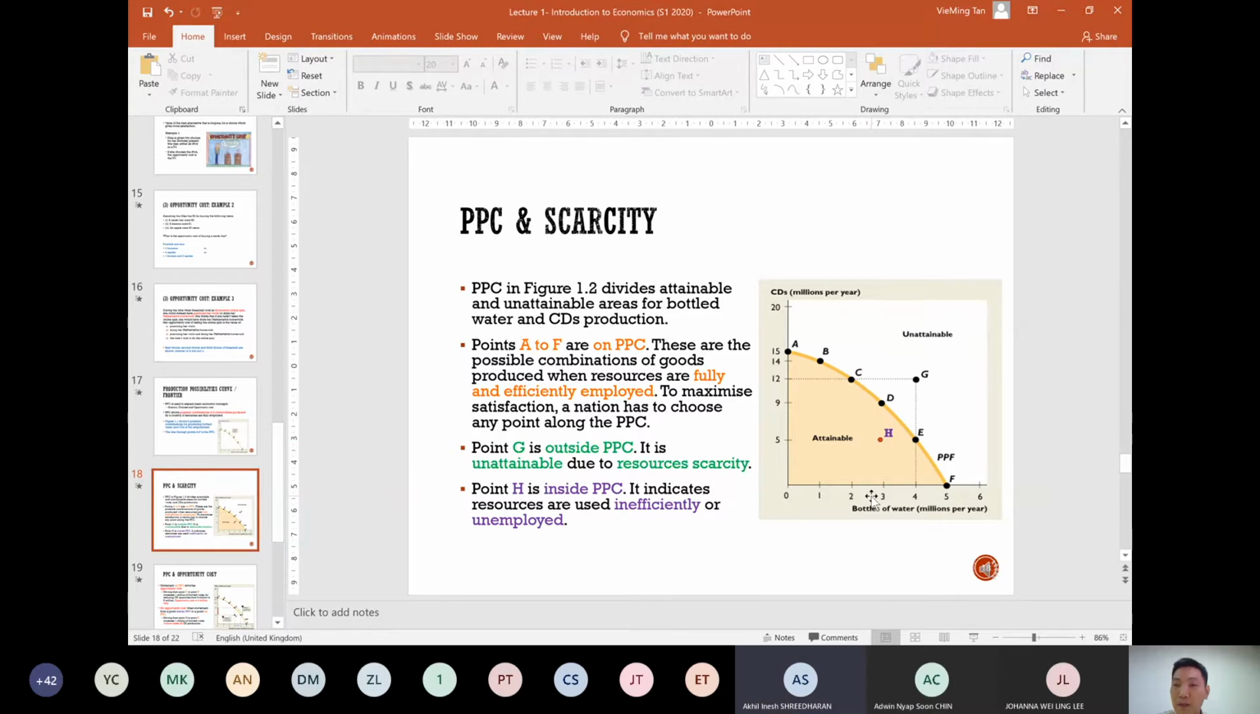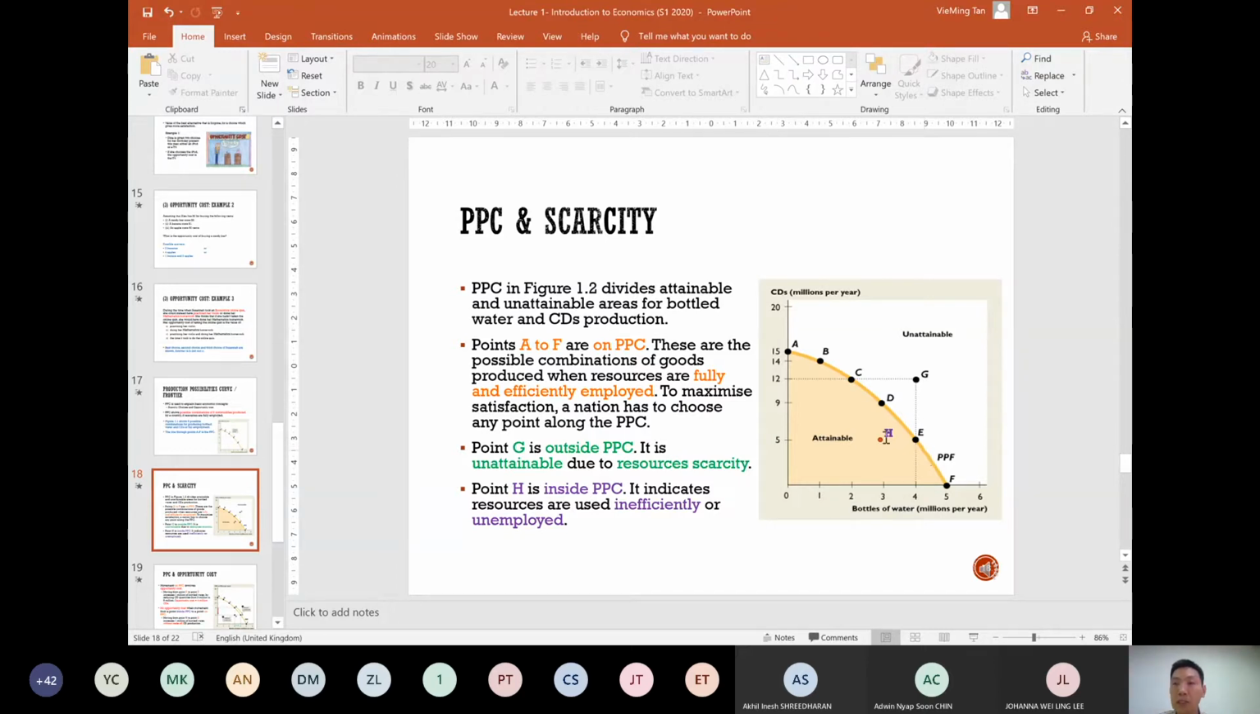Resources are used inefficiently. Yes, correct. Why? So what can the country do, in fact? Because at point H, the nation can only produce 3 million of bottled water per year and 5 million of CD per year. So in fact, the country still has extra resources, I will call them input, to produce either more CD or more bottled water.